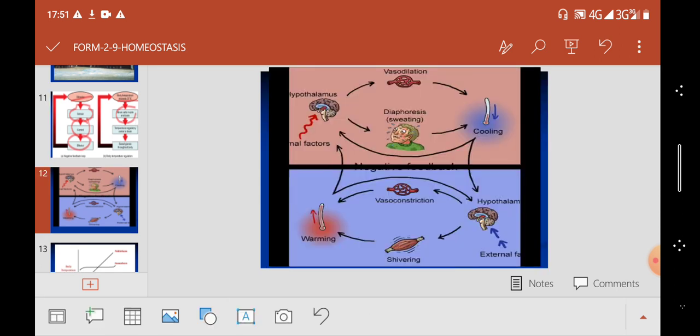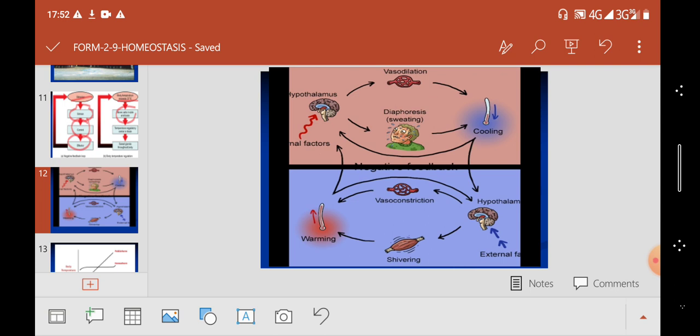Now, there are various ways through which temperature is corrected. For example, high temperatures, and these are normally divided into two. We have behavioral changes that affect the behavior of an animal, or physiological. Physiological are those factors within the body that affect the internal temperature.